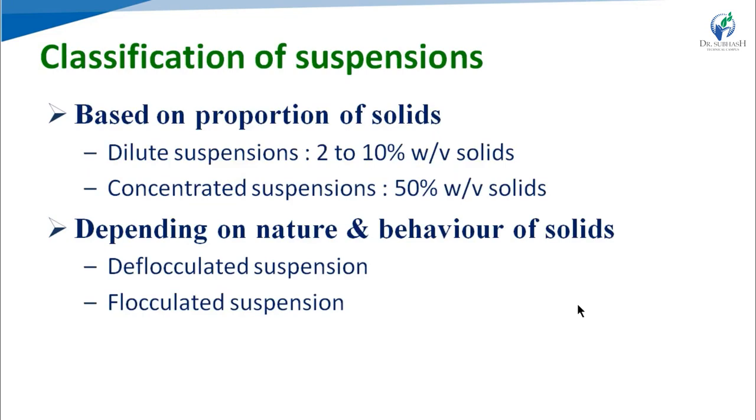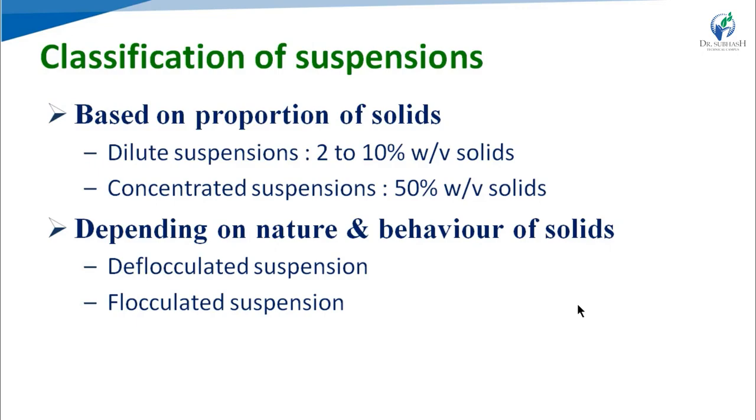Then, classification of suspension based on proportion of solid. Based on proportion of solid, we can divide them into two different types. One is the dilute suspension, and the other is the concentrated suspension. Dilute suspension contains 2 to 10% weight by volume of the solid, whereas concentrated suspension contains 50% weight by volume of the solids.